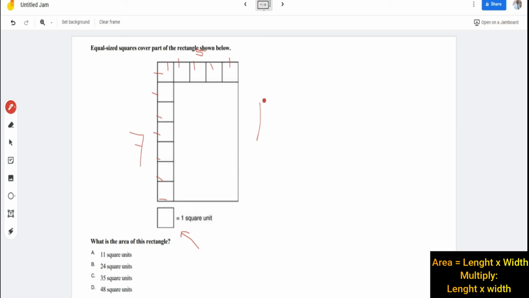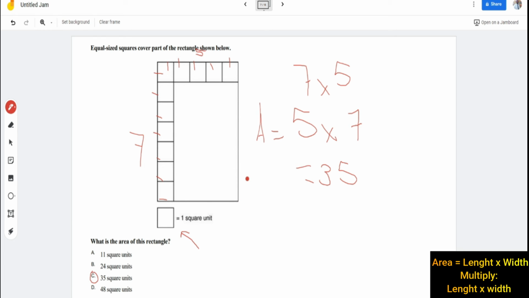Area is to calculate length, which is 5, times the width, which is 7, or 7 times 5, and the product is going to be the same. 7 times 5 is equal to 35. 35 square units. So the answer is here. This is the way you calculate area.